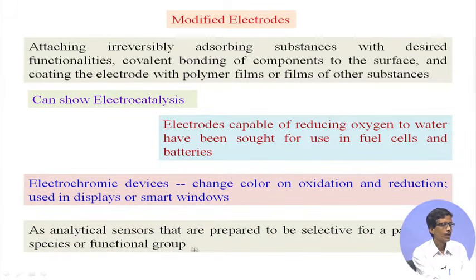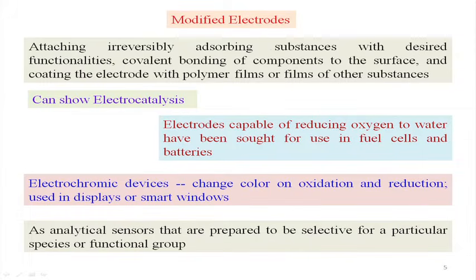So, we try to develop analytical sensors with these electrodes. Sometimes these can also be considered as bioanalytical sensors. How can we prepare those? For a particular species or functional group we can attach, and this can be very useful for sensing some analyte. Suppose we try to develop a glucose sensor. So, how do we develop that particular glucose sensor?